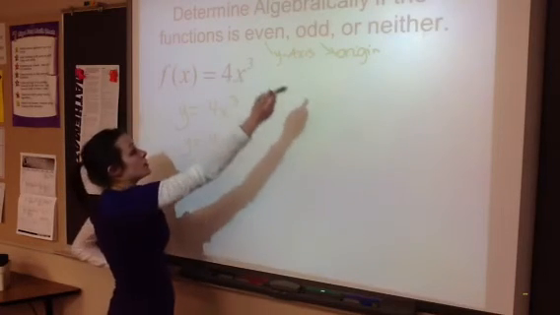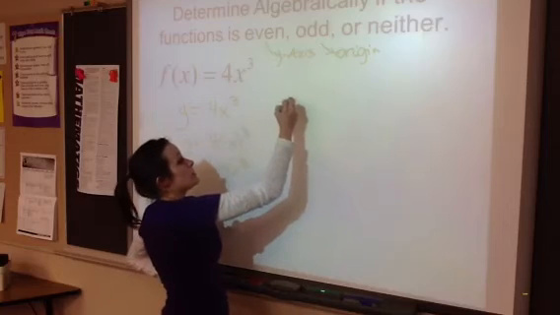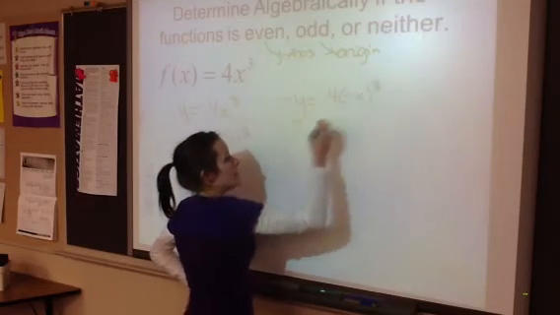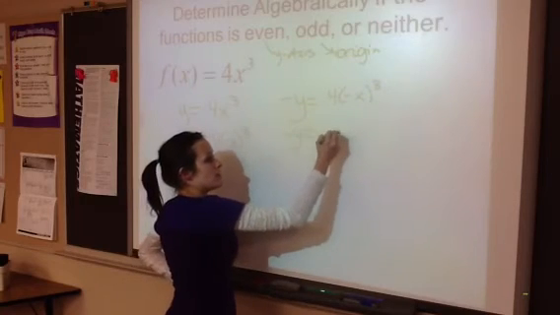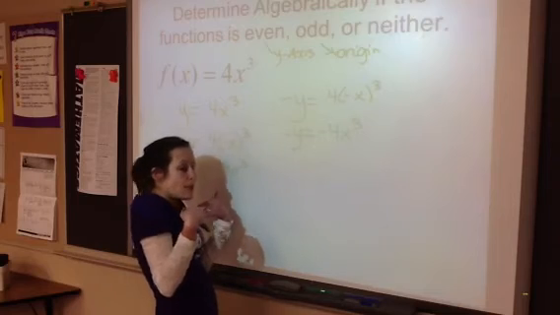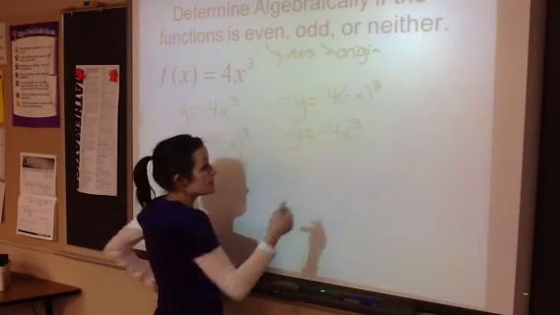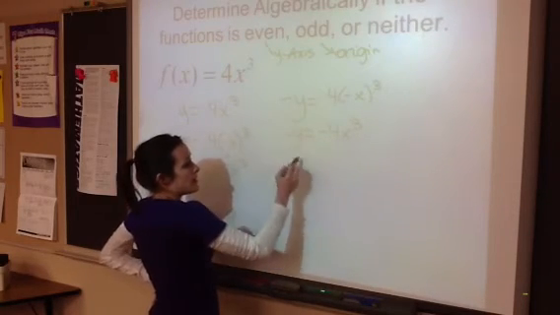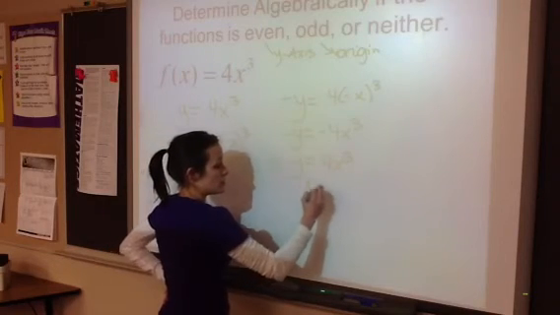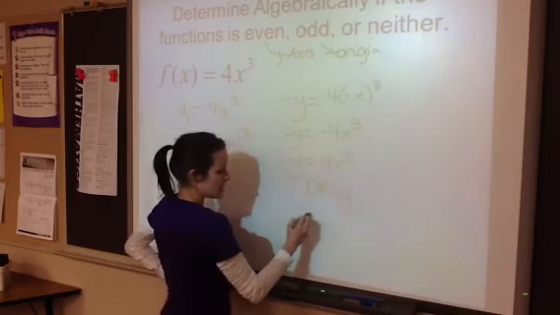For odd, we're going to test for origin, so we're going to put in negative y and negative x. We're going to simplify, so we get negative y equals negative 4x cubed. And I'm going through this kind of fast because you should have learned that last time. So you need to pause the video. We want to multiply by -1, and you get the same thing that you started with. So it's origin, which means it is odd.